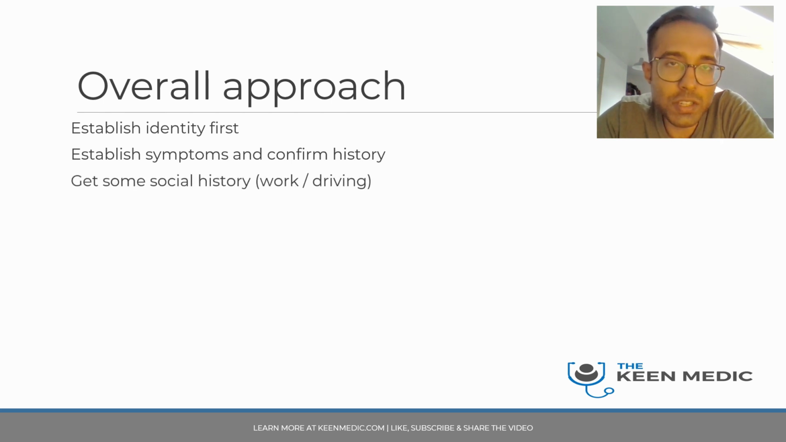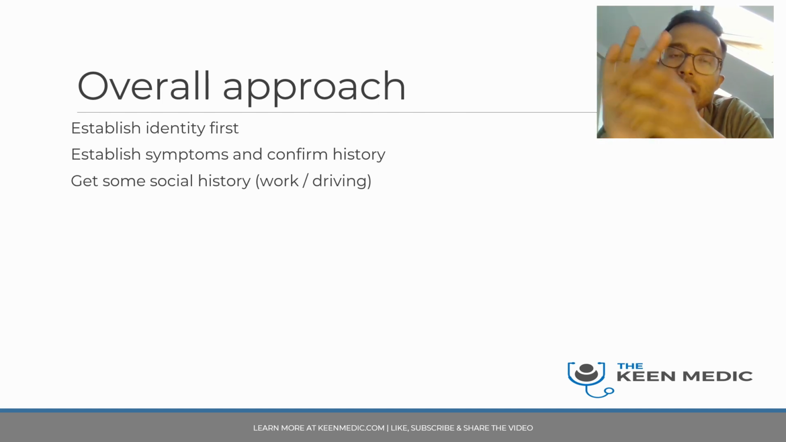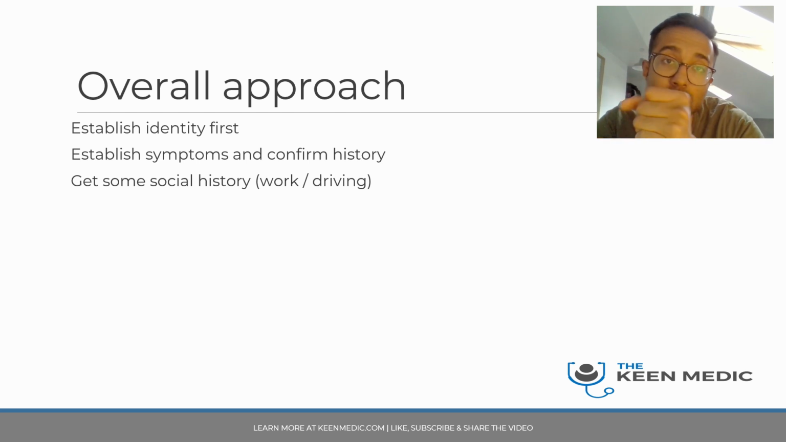Once you've done that, get some social history because it is important in terms of work, family life. And whatever the diagnosis is in your communication stations, most likely it will have implications on their work and their family life, their disability. So you need to get some idea of their lives, basically, and the general implications. So that's why it's important.